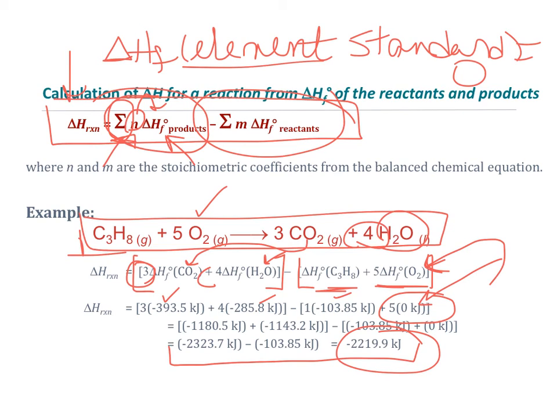So the enthalpy of reaction for the combustion of propane is minus 2,219.9. Now, just remember, combustion reactions are always exothermic. Their enthalpy will always be negative. That'll kind of help you. So if you don't get a negative value, you probably have a math error.